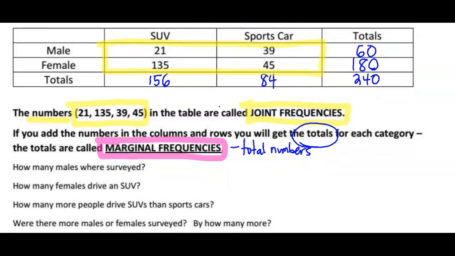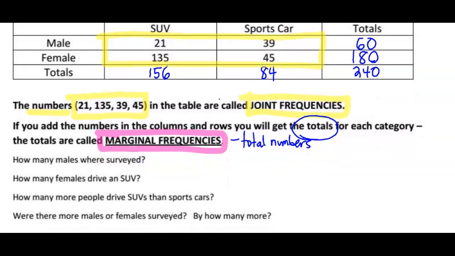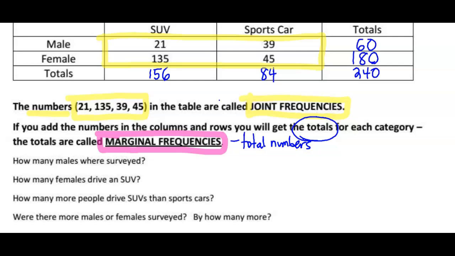I'm going to draw this down a little bit more so we can answer some questions here. So now you have questions based off of your table. The first one says, how many males were surveyed? Remember, when it says how many males, you want the total males. Not just the SUVs, not just the sports cars. The total males is 60. You don't need to write males, you just need the number.